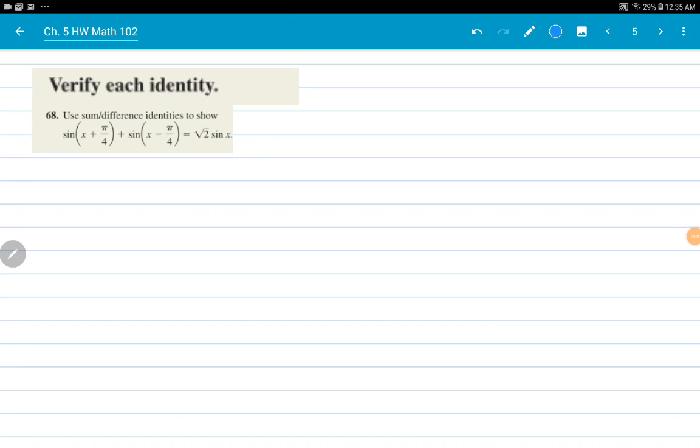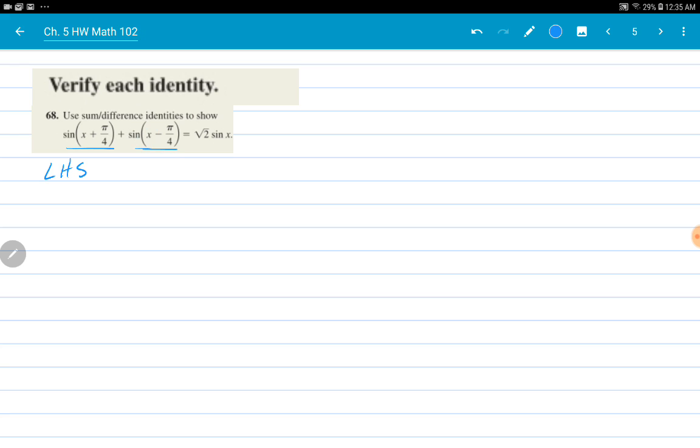This one I'm going to start on the left-hand side. That side's much more complicated. We have two different binomials in there. So we can use our sum and difference identities twice.